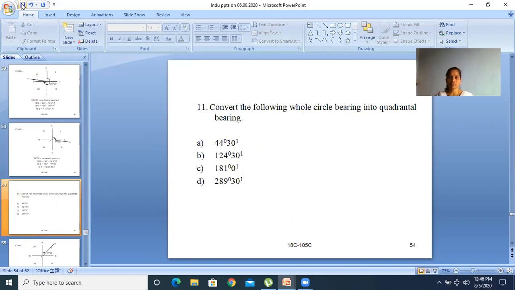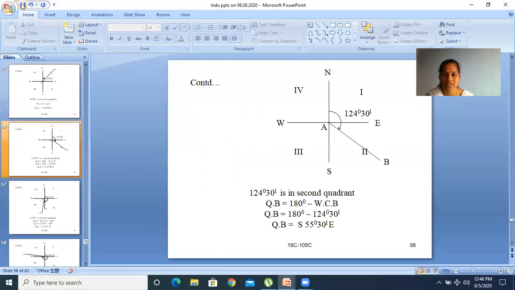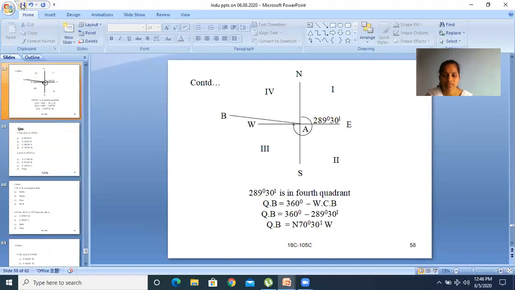So take the 11th sum: 44 degrees 30 minutes, 124 degrees 30 minutes, 181 degrees 0 minutes, 289 degrees 30 minutes. 44 degrees 30 minutes is in the first quadrant. 124 degrees 30 minutes is in the second quadrant. 181 degrees 0 minutes is in the third quadrant. 289 degrees 30 minutes is in the fourth quadrant.